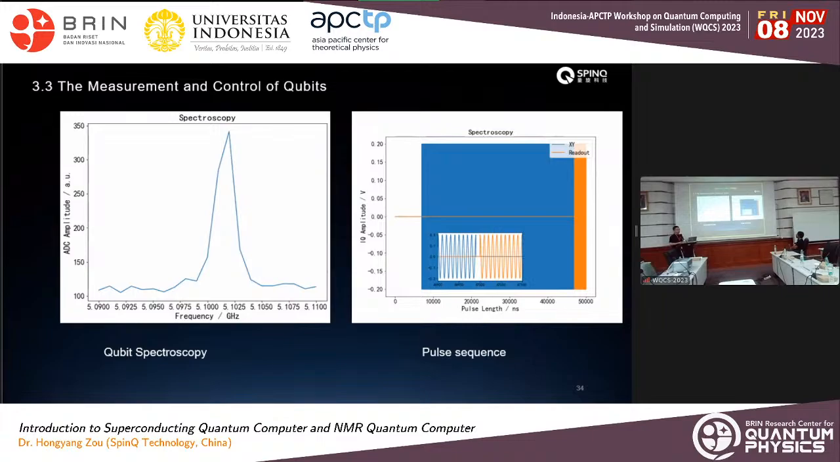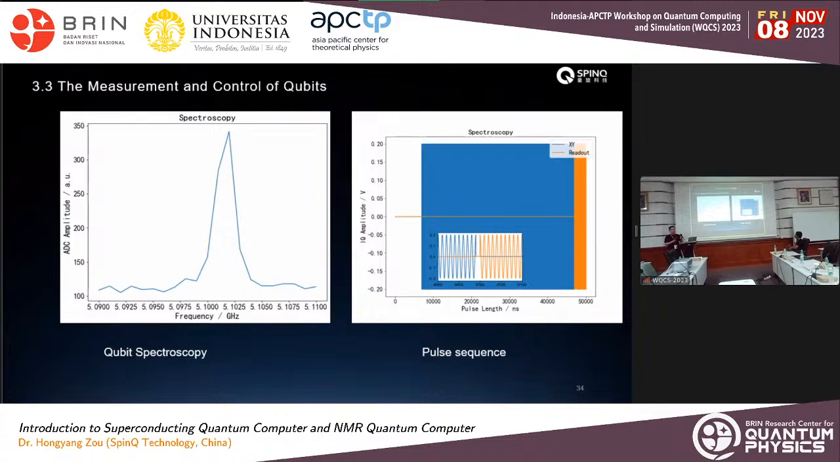Okay. After this, you will do the qubit spectroscopy. We need to find out what the frequency of our qubit is. We scan the frequency of this drive signal, for example here from 12.09 gigahertz to 12.11. When the drive signal frequency is different from the qubit frequency, we will get nothing. The qubit is always at 0.